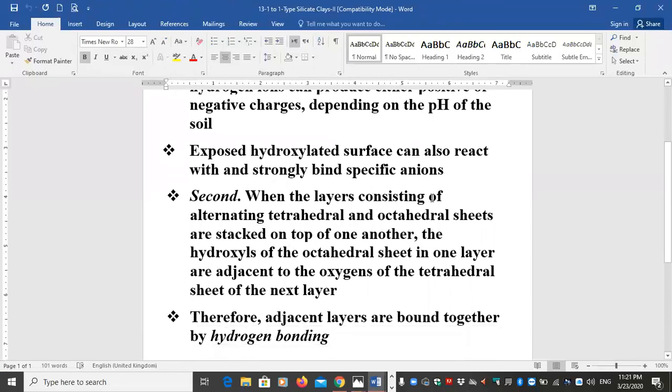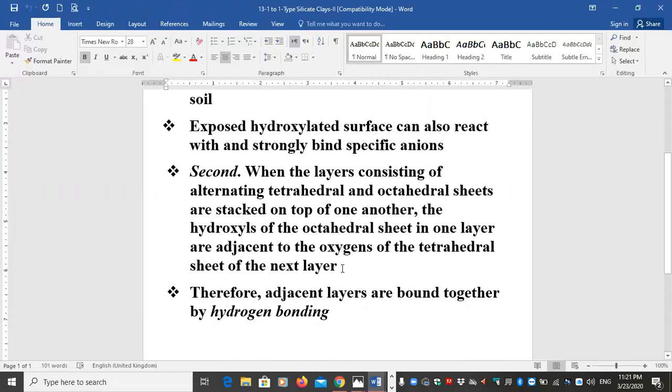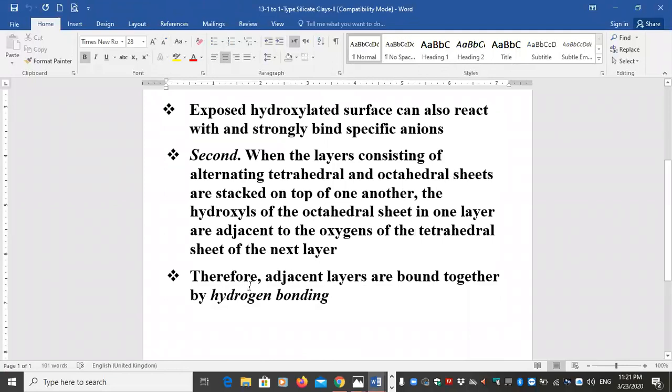Second, when the layers consisting of alternating tetrahedral and octahedral sheets are stacked on top of one another, the hydroxyls of the octahedral sheet in one layer are adjacent to the oxygens of the tetrahedral sheet of the next layer. Therefore, the adjacent layers are bound together by hydrogen bonding, which I have already talked about when I showed you the structure.